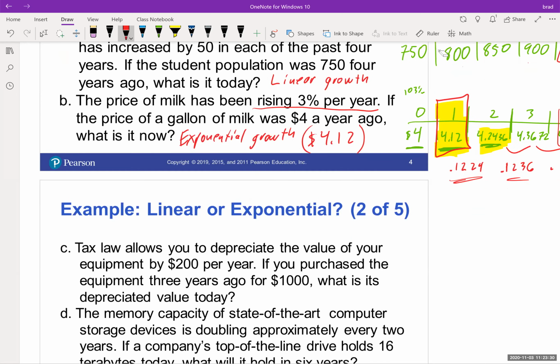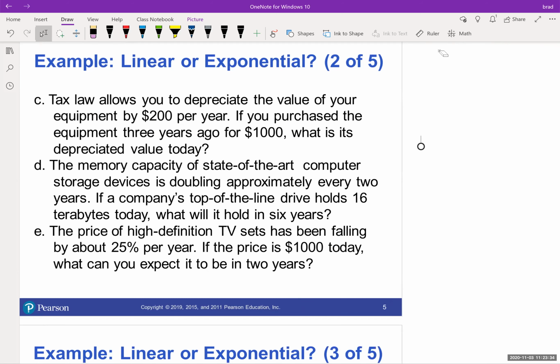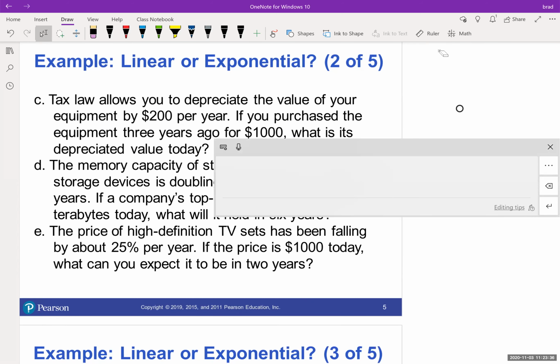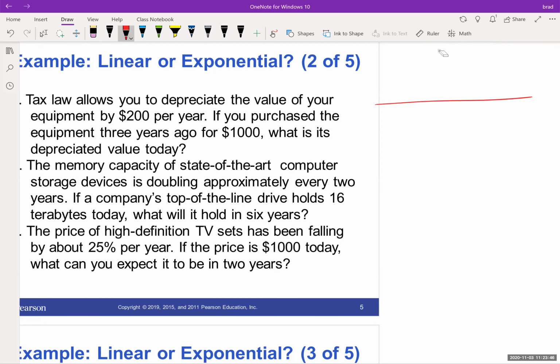Okay. The next one says tax law allows you to depreciate the value of your equipment by $200 per year. If you purchased equipment 3 years ago for $1,000, what is the depreciated value today? So once again, we're going to start at year zero, being 3 years ago. And they said, if you purchased the equipment 3 years ago for 1,000, so 3 years ago, that would be the initial time we're talking about. What is the depreciated value today?